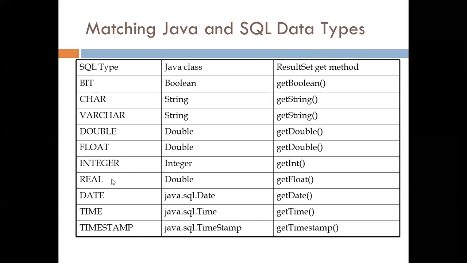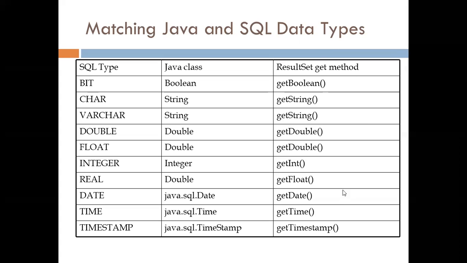So this is the matching data type in the result set which we are utilizing. There is the SQL type on one side, the Java class type on the other side, and the method that we use to extract them. For example, if it is a varchar or a string data type, we can use getString, which means automatically the value gets converted into string type.